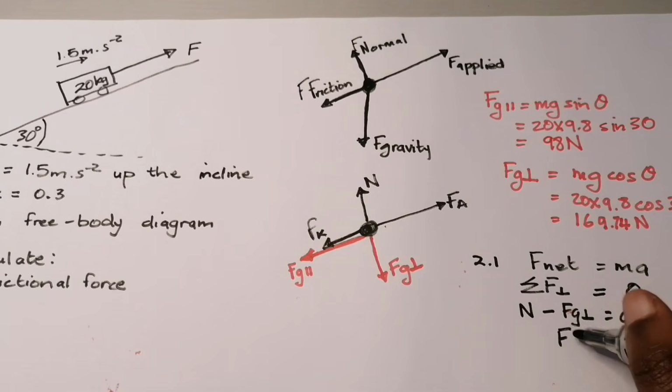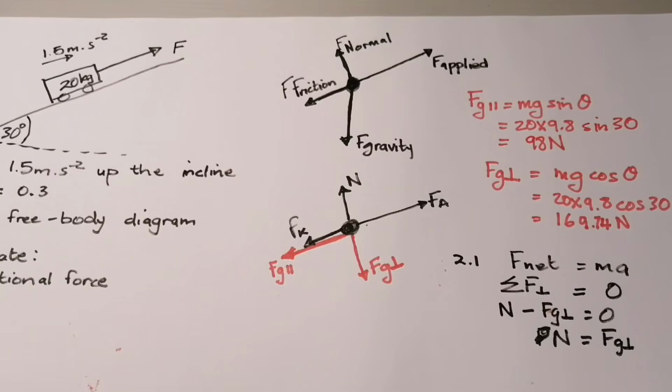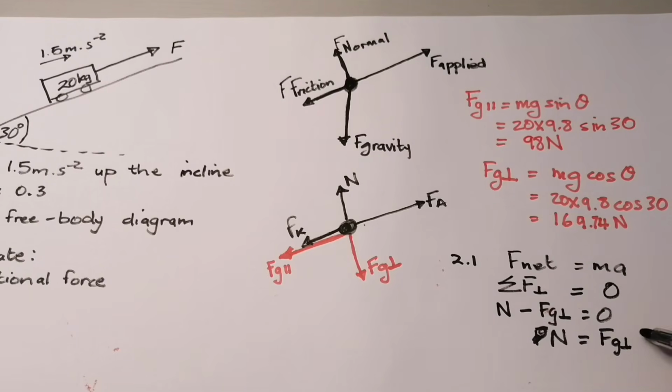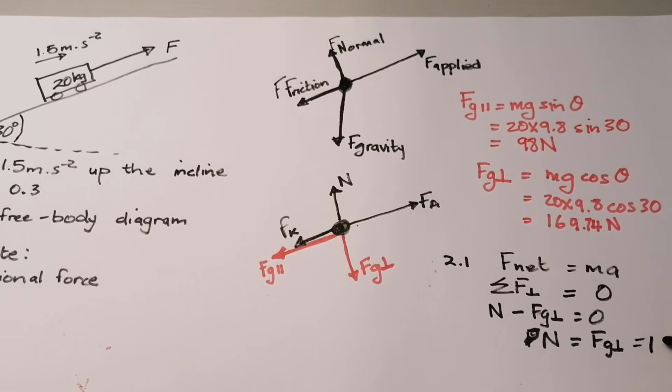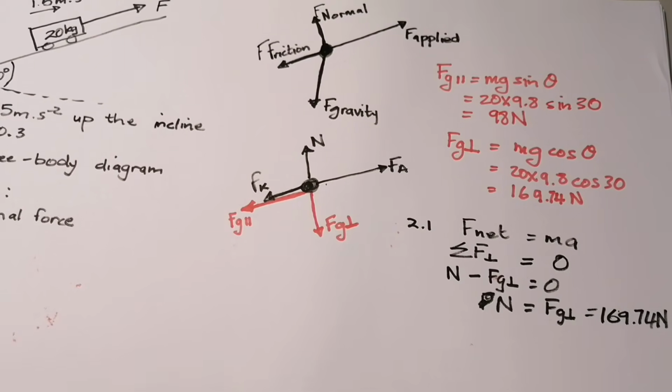I'm just dragging this so that you can see it. Okay, sorry. So normal force would be equal to our FG perpendicular value, and we've already calculated that. So that would be 169.74 newtons. Now, ladies and gents, what did we want to do?